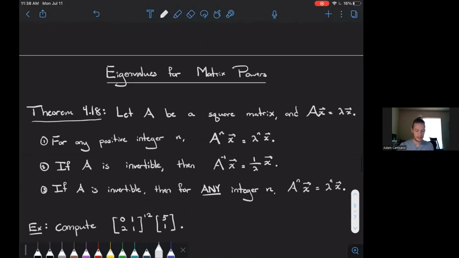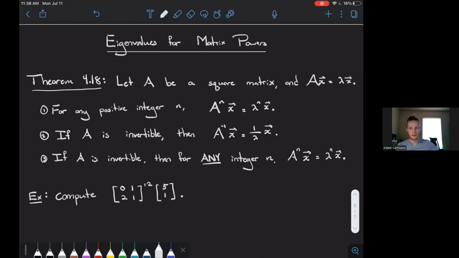Okay, so the last thing that we'll do is we'll explore an application of eigenvalues. Oh, this is not the last thing. This is almost the last thing. This is going to set the stage for section 4.4. So we have the following theorem. Okay, start with A a square matrix. X is an eigenvector of A with corresponding eigenvalue lambda.